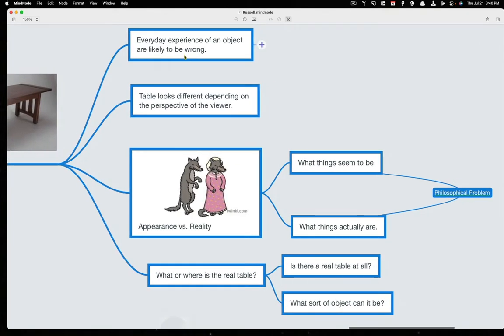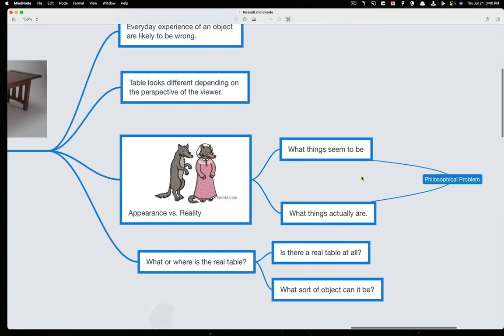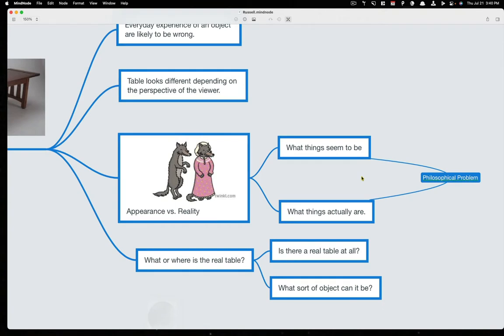So this is the appearance versus reality, what things seem to be versus what they actually are, is the philosophic problem. All right, this is a philosophical problem. How do I know that what things appear to me to be are actually what they are? So then that, of course, draws the question I've already mentioned, what or where is the real table? Is there a real table at all? So there's some philosophers who say, no, this is just an idea in our head, right? These are just ideas in our head.